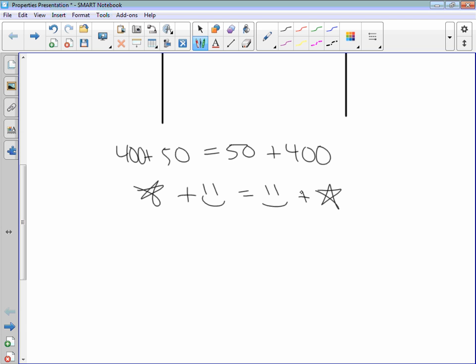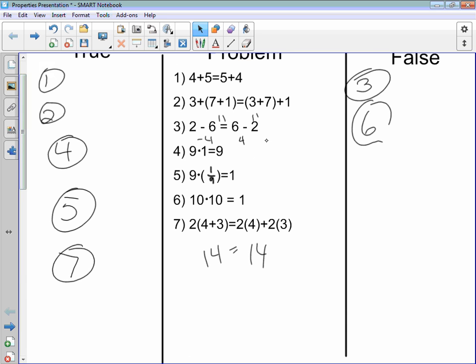So even though you don't know what star and smiley face are, you're saying that you're allowed to switch the order and it's going to be equal? Well, they're always gonna be equal because it is the same smiley face and same question mark. Oh, will that always work? Yeah. Oh, wait. It didn't work over here.